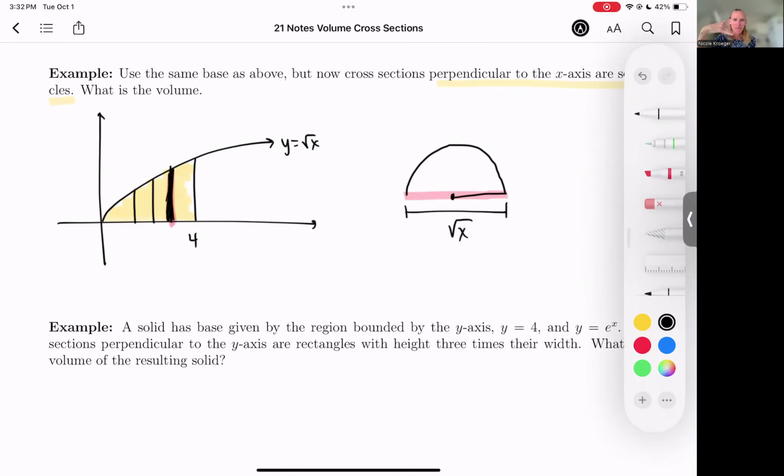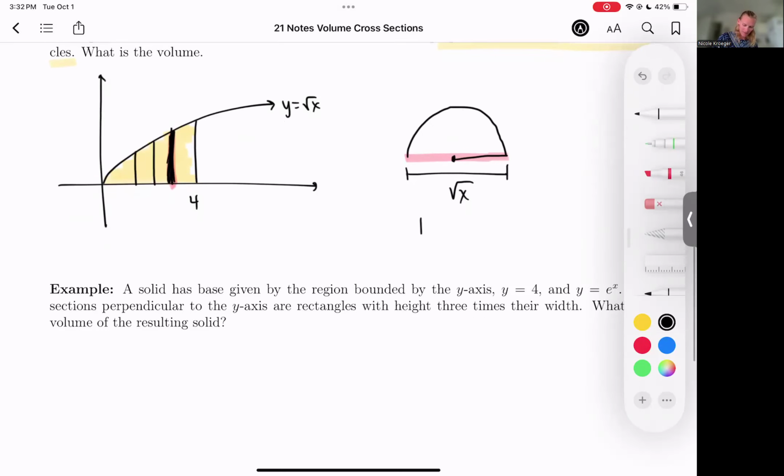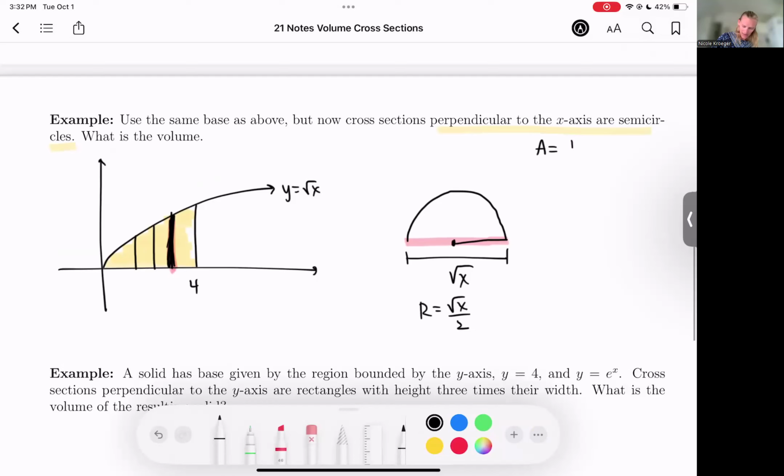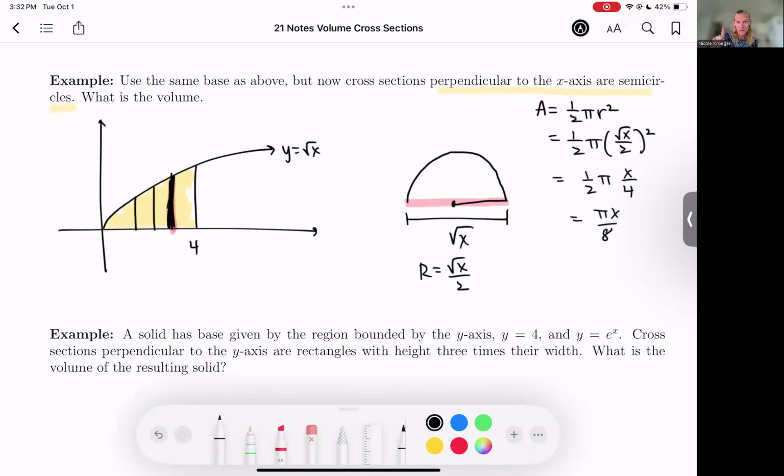You could do top function minus bottom function here, especially if there's two curves you're working with. In this case, our top function is root x, our bottom function is 0, so we're doing root x minus 0. So that's my diameter, which means that my radius will be root x over 2. This is a semicircle, so the area of a semicircle is 1/2 pi r squared. So I'm going to have 1/2 pi times root x over 2 squared. So let's simplify that. I get 1/2 pi x over 4. So that is pi x over 8 is my area of a single semicircle.